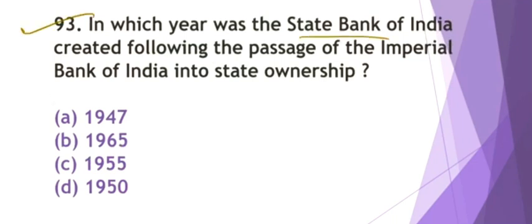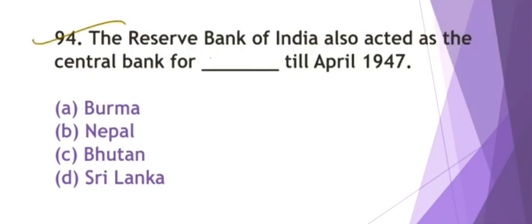93. In which year was the State Bank of India created following the passage of the Imperial Bank of India into state ownership? Option number C, 1955. 94. The Reserve Bank of India also acted as the central bank for dash till April 1947. Option number A, Burma.